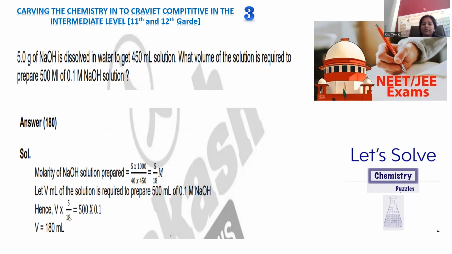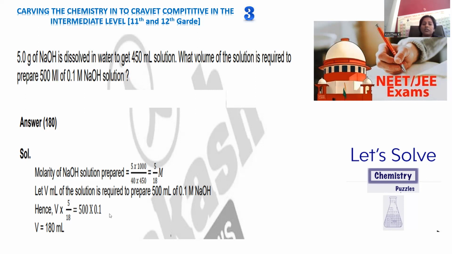Just now we said M1 V1 is equal to M2 V2 formula we have to utilize. M1 is nothing but molarity of sodium hydroxide what we got, that is 5 by 18. 5 by 18 you can directly put over here, and volume V ml of solution, that we need to calculate. So that is required actually. To what extent are you preparing the solution? 500 ml. That 500 ml solution we require, so that is taken as V2. And what should be the molarity of that 500 ml of NaOH? 0.1 molar is required, so we can put V into 5 by 18 is equal to 500 into 0.1.